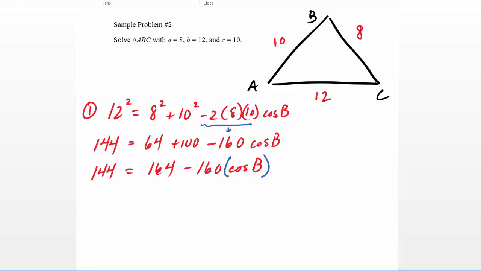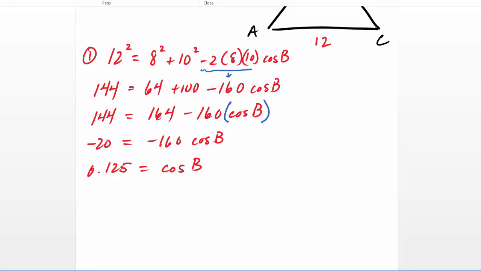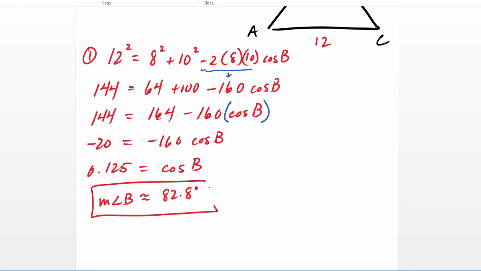So just remember that negative 160 is being multiplied to the cosine of B, so it's going to require us to subtract 164 first, and now I'm going to divide both sides by negative 160. And once I have this, I can just use my inverse function of the cosine, and I can find out that the measure of angle B is approximately 82.8 degrees. Okay, so this is just a little different, but a very important part of this is the order of operations.